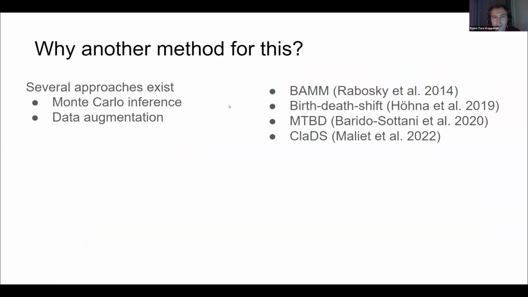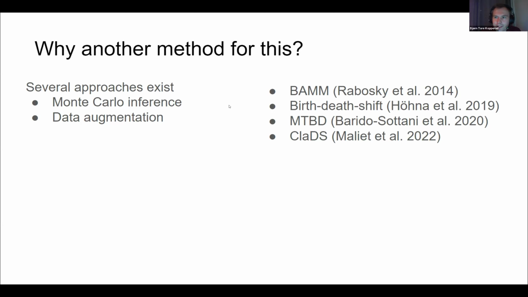So one question is, why do we need another method for this? There are several methods available, for example, BAM and others more recently developed. Why would we not use one of those? Those methods are excellent and they do work, but they all use some form of simulations or Monte Carlo approach in the inference procedure. Be it Markov chain Monte Carlo, they might use data augmentation, or, for example, stochastic mapping of rates on the phylogeny.